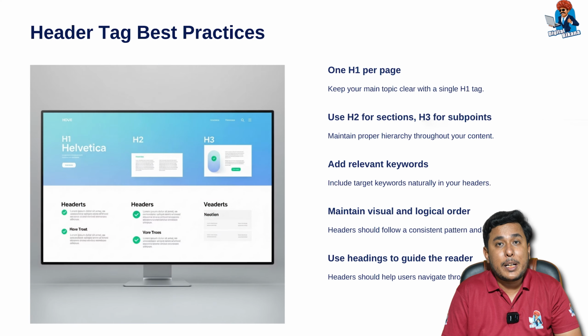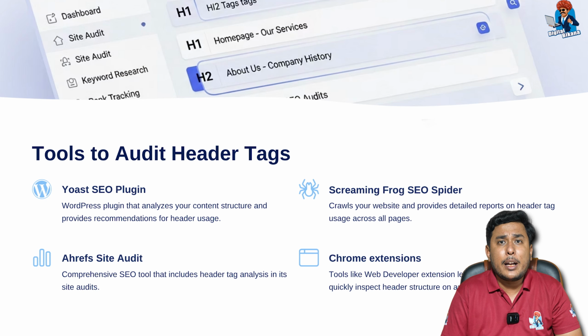Let's go over the best practices. Keep your hierarchy clean and keyword rich. Match the structure to how you would naturally outline your content. Need help checking your header tag structure? Use tools like Yoast SEO, Screaming Frog, or browser extensions to ensure proper hierarchy.